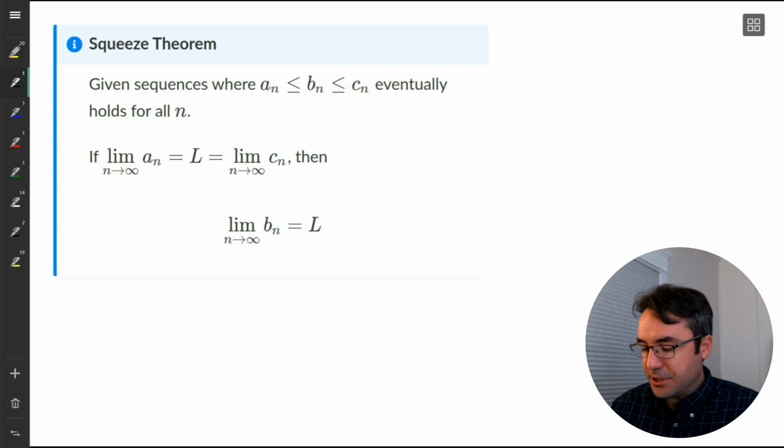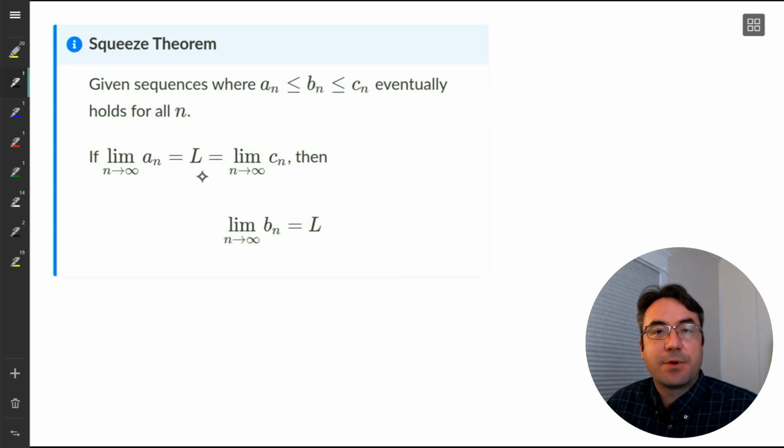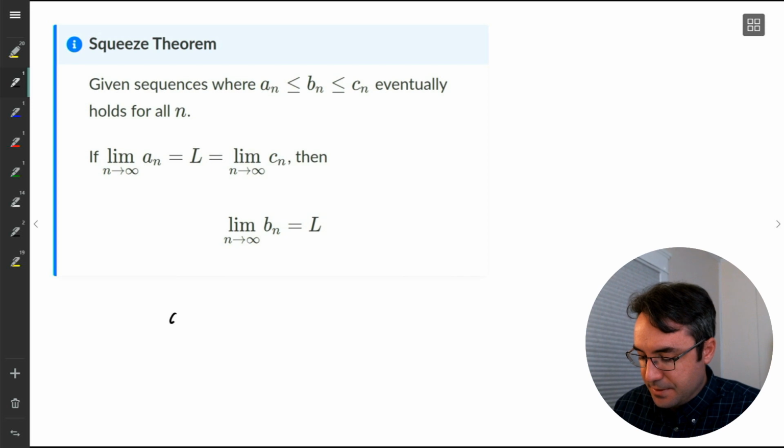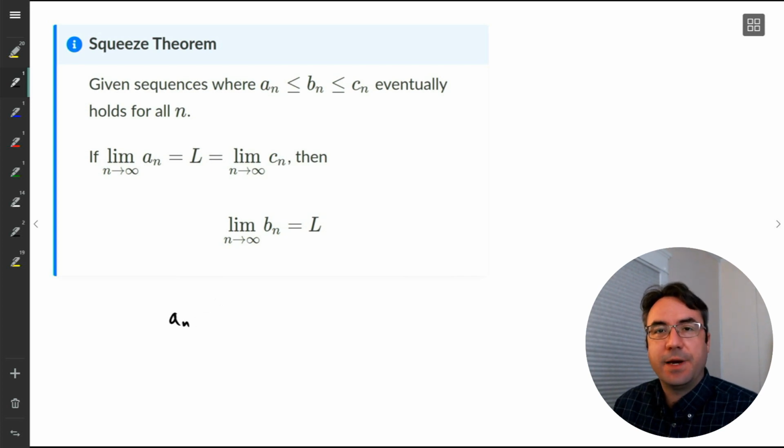So if we have that condition, and we know the limit of sequence a_n and the limit of sequence c_n are equal to each other, and they're equal to some number L, well, that kind of forces b_n. It's stuck here in the middle, kind of squeezed, and so the limit of b_n has to exist, and it's actually equal to L as well. So to kind of see why this happens, this is not quite a proof, but it gives you an idea of why this would be true.